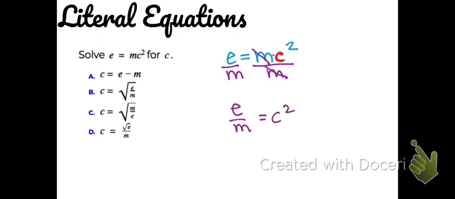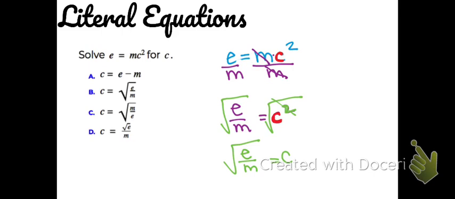Now we can undo the square, so c would be by itself. How do we undo squaring? The opposite of squaring is square root. So you take the square root to undo the square, and then c will be by itself. And you have to square root that entire left side. So we would be left with the square root of e divided by m.